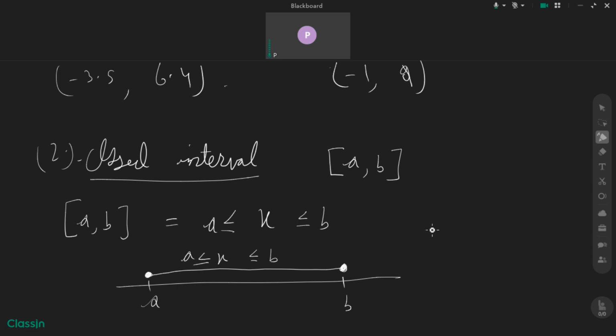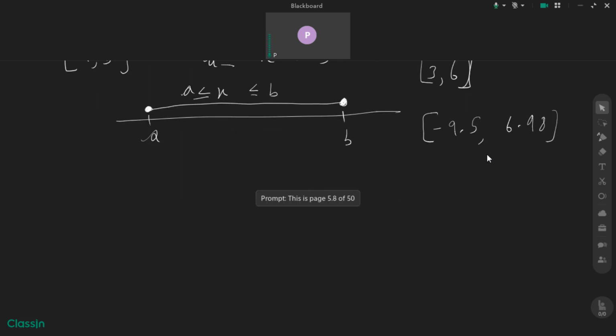Let us take some examples. Let us say [3, 6], [-9.5, 6.98], and so on. So these are some examples of closed intervals. And let us see the third type of subset of real numbers, known as semi-open or semi-closed intervals.